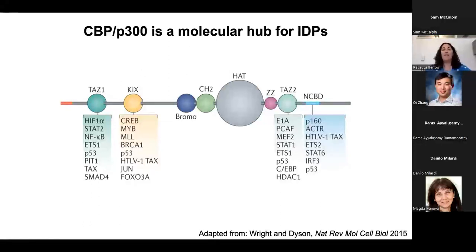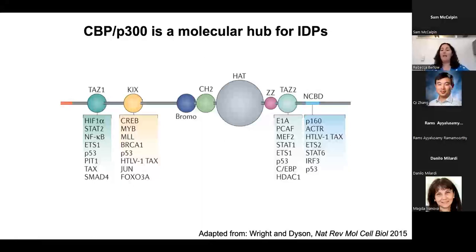And what this figure is meant to illustrate is the fact that the globular domains and the folded domains of CBP and P300 are able to interact with a wide range of different disordered domains. And these disordered domains, if you look at the composition of this list, I don't expect you to recognize all of them, but all of these proteins are involved in transcriptional regulation under different cellular contexts.